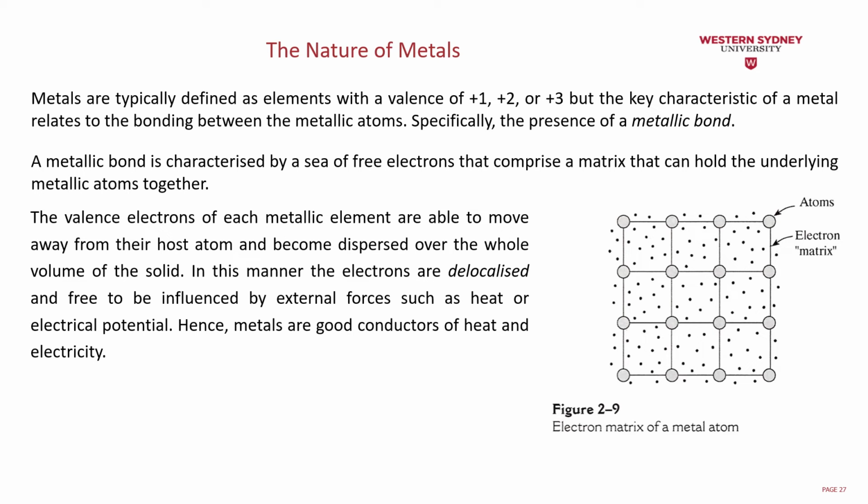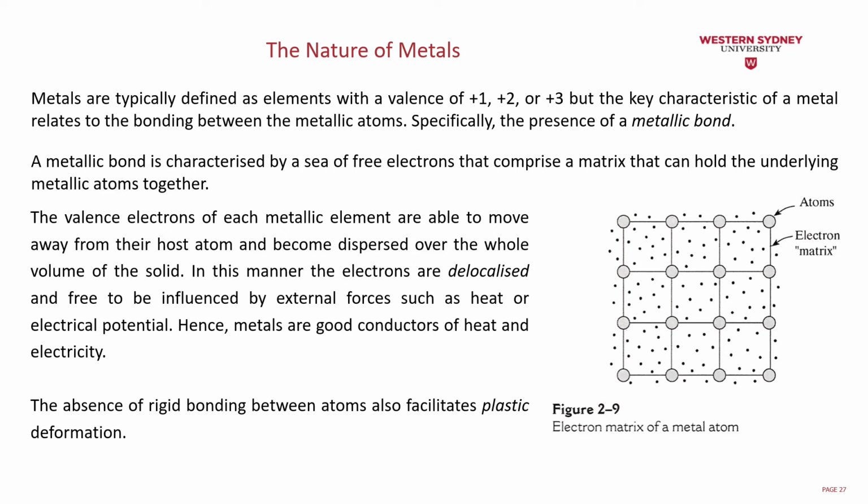The valence electrons of each metallic element are able to move away from their host atom and become dispersed over the whole volume of the solid. In this manner, the electrons are delocalized and free to be influenced by external forces such as heat or electrical potential. Hence, the metals are good conductors of heat and electricity. The absence of rigid bonding between the atoms will also facilitate plastic deformation.